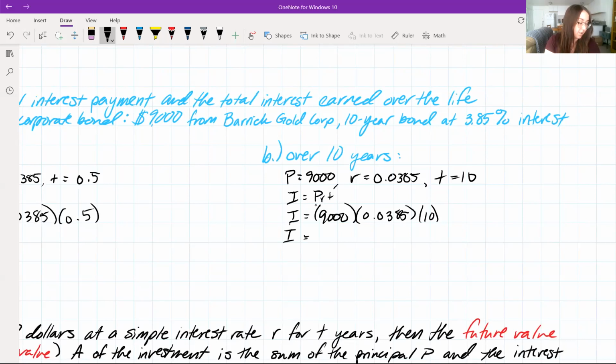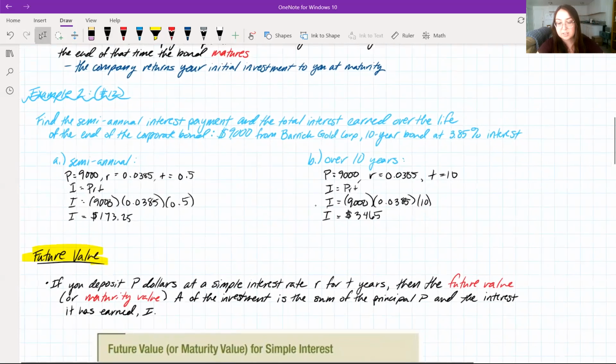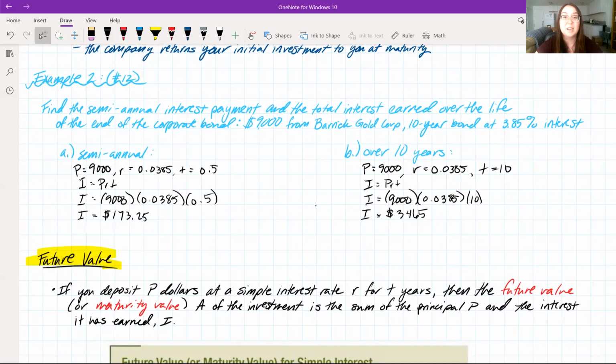So if you calculate this on your own, you'll see that after 10 years, you would have gained $3,465 in interest. So if you invested $9,000 and it's a 10-year bond, at the end of 10 years, you'll get your initial investment, $9,000, plus your matured interest, which is $3,465. So in total, you would end up getting $12,465 at the end of 10 years.